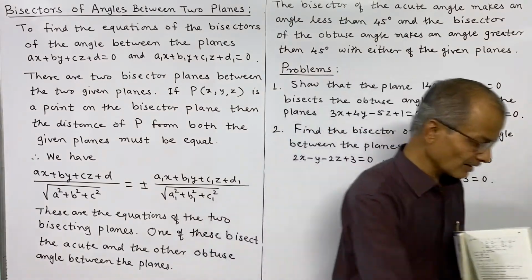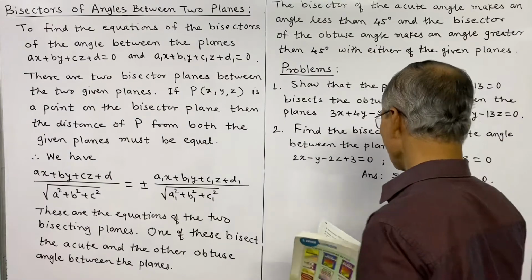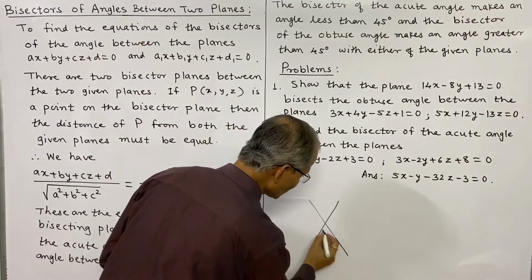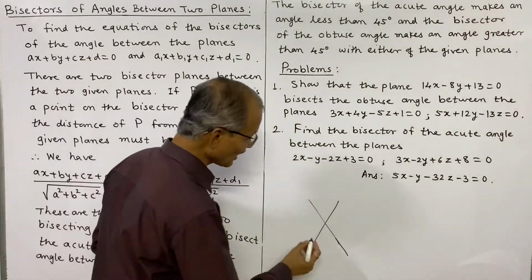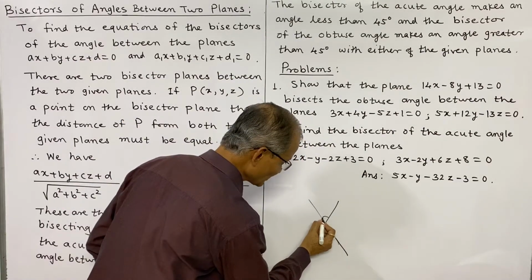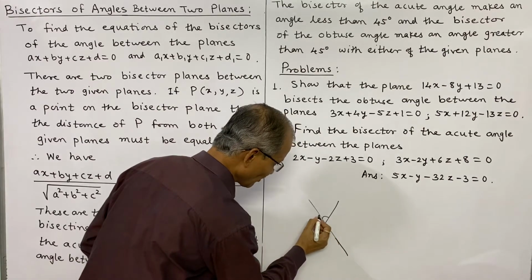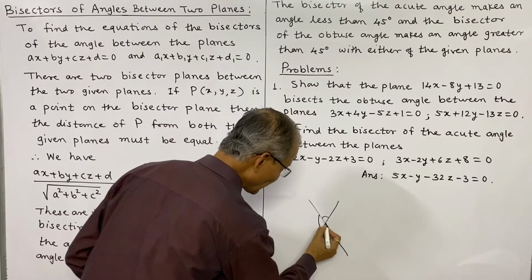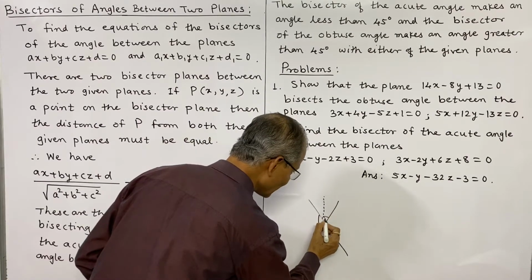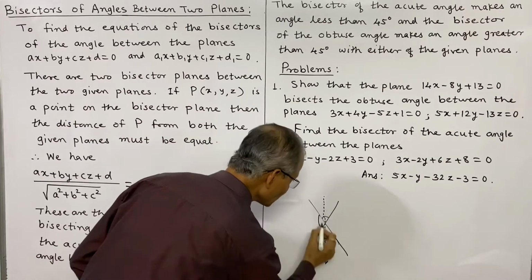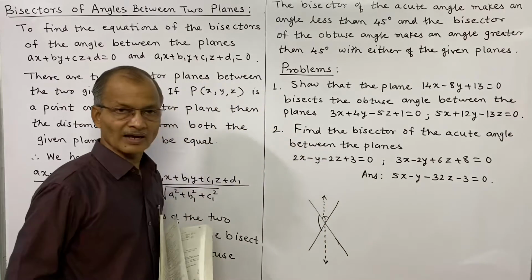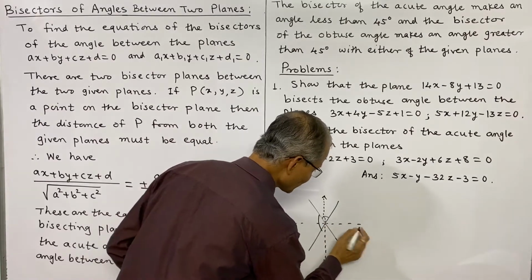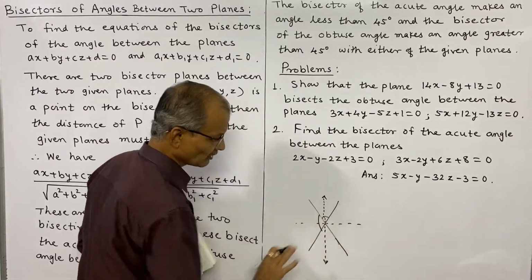Just as a bisecting line, so what does it mean? If these are the two lines, then a line which bisects the angle between them. Again there are two types of angles formed. One is acute and the other is obtuse. If you consider the acute angle, then this line will bisect the angle between these two given lines. And if you consider the obtuse angle, then there will be another line which bisects the obtuse angle between the two lines.